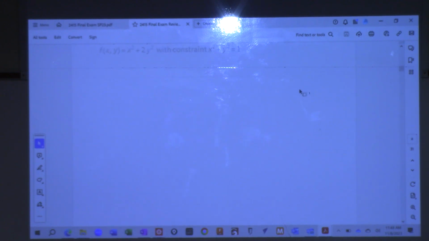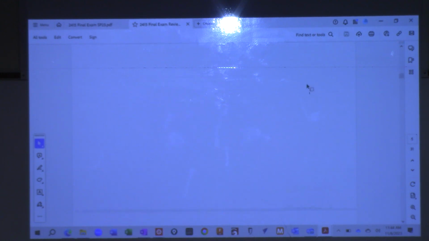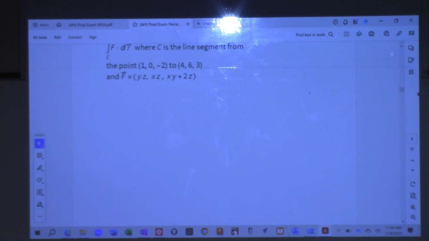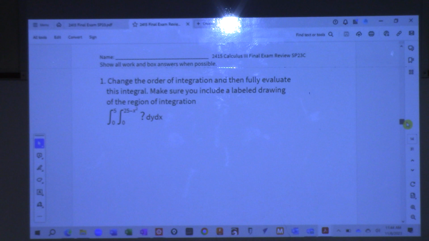This is a final from, oh no, that's something else. Oh, there, no, that's a changed order of integration. Nope, that's not. I'm looking for any of these that were change of variables. I swear that I've asked it before.